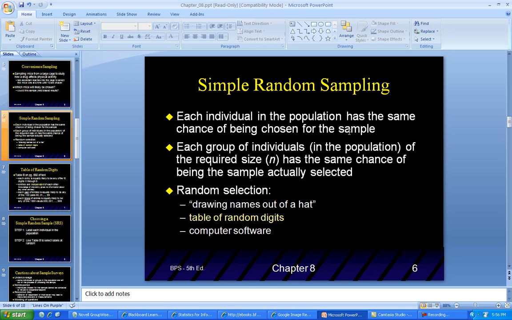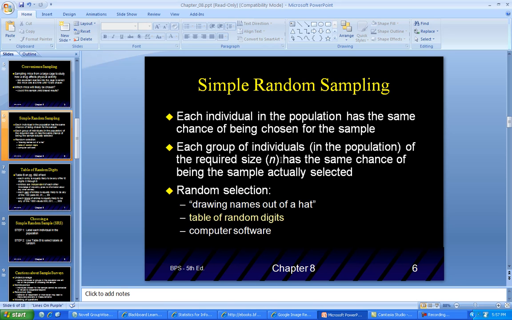Here's the key. This is the big one. Simple random sampling: each individual in the population has the same chance of being chosen for the sample. So if your population is the USM student body, every student has a number, and you take a size n. Here's the size n right here. The larger n is, the closer it is to the population, the better your stats actually represent the population. So everybody has a chance.